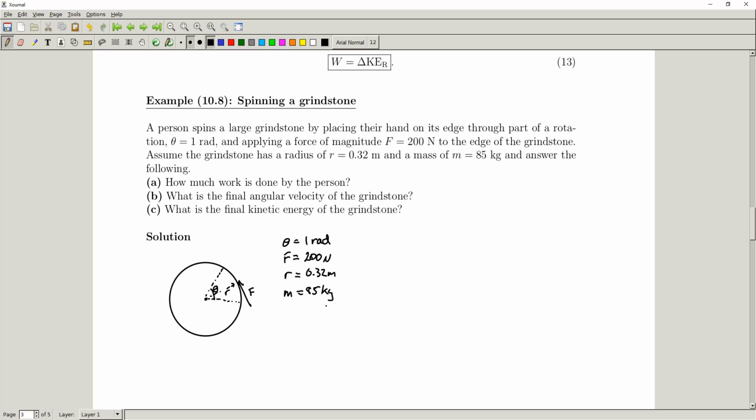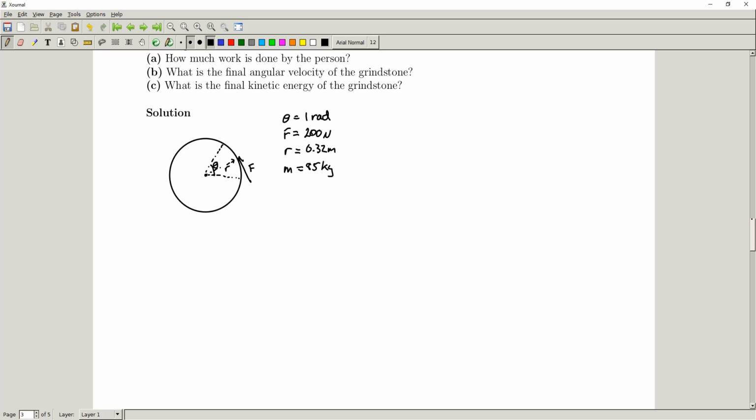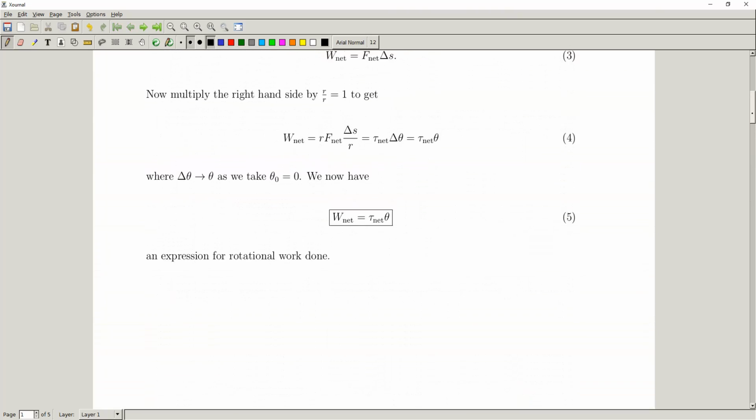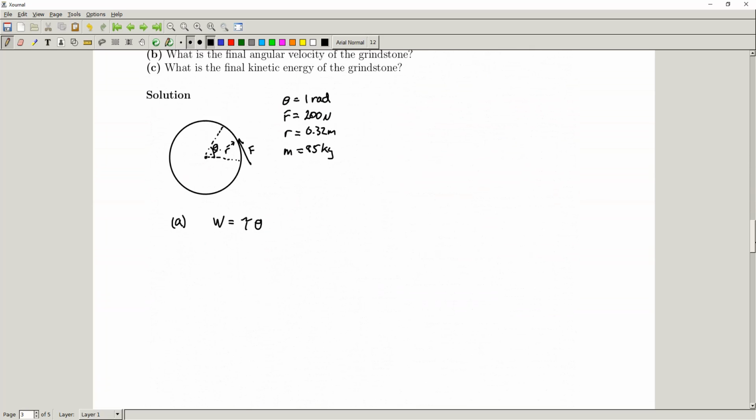First question is, how much work is done by the person in applying this force for theta equals 1 radian, right? So let's take a look at that. How do we get to this? Well, we can easily start from this expression here. Work is equal to tau theta, right? So we can just look up here. Where was it? Right here. So the work done is going to be equal to tau theta.